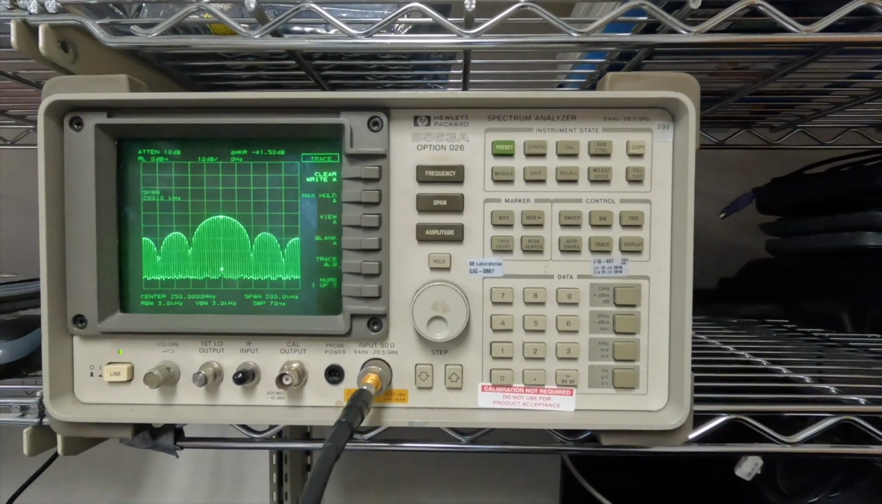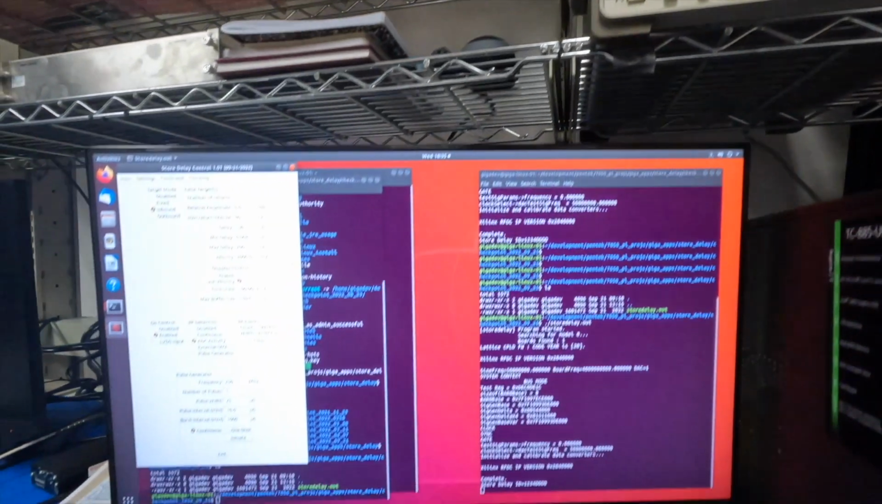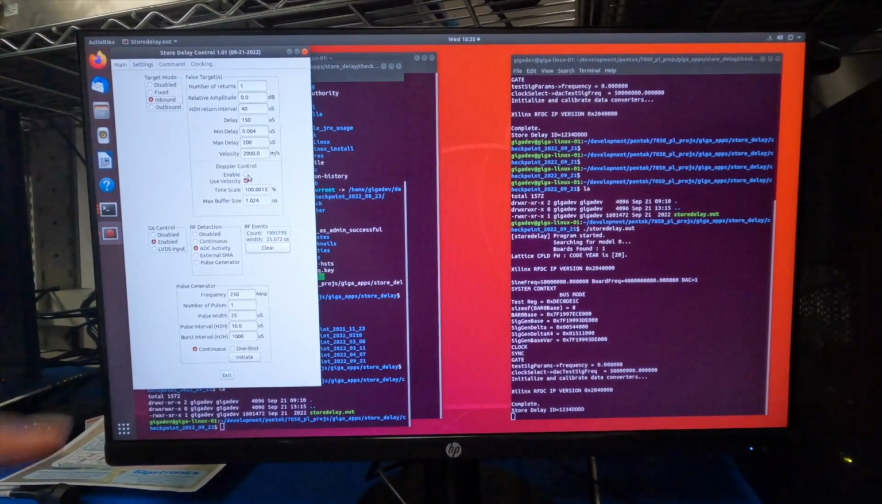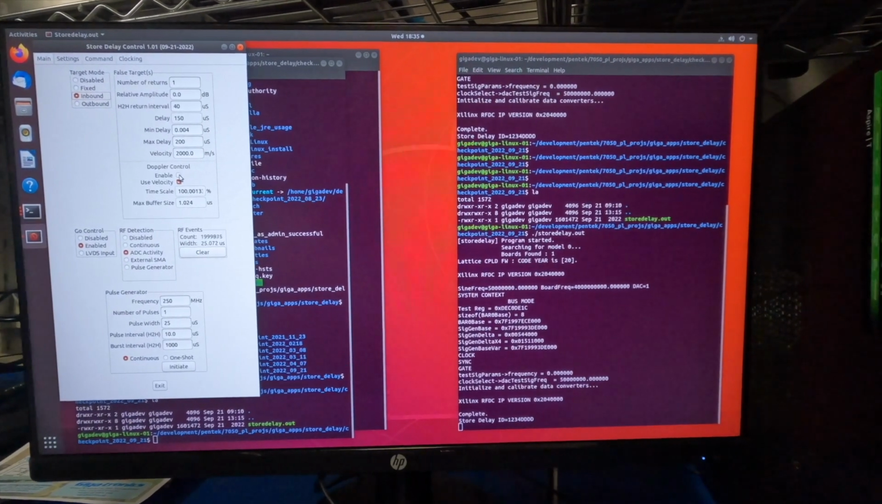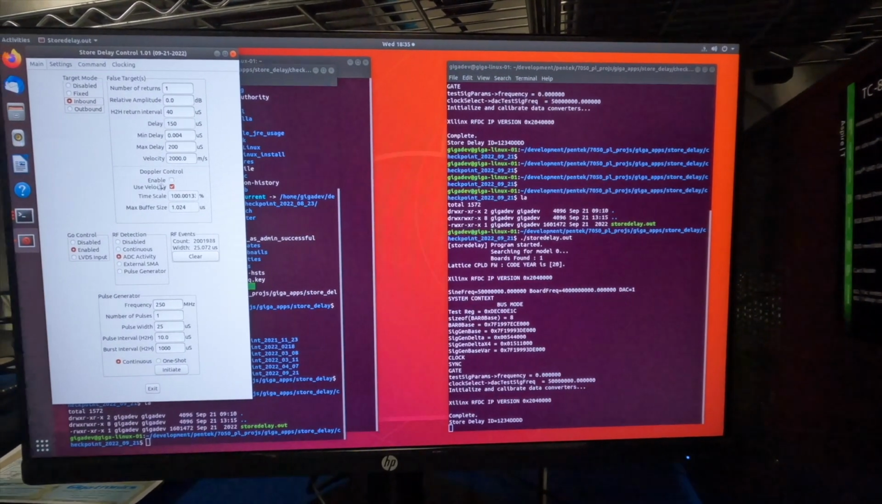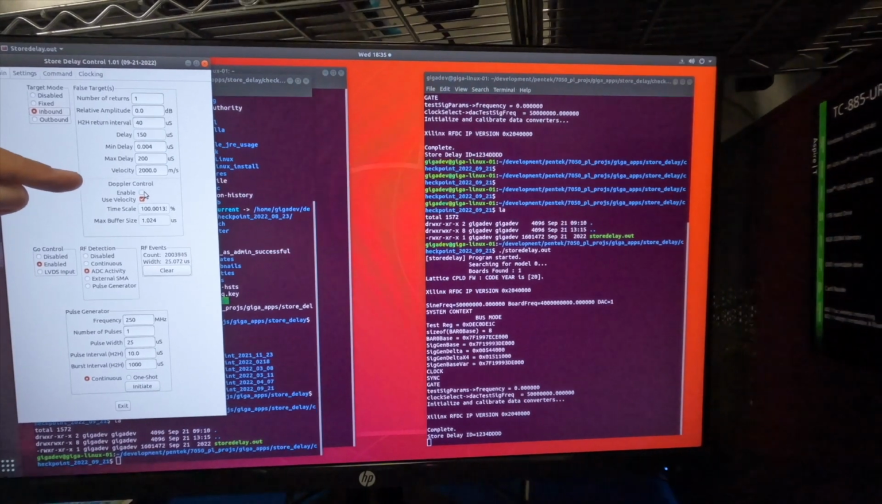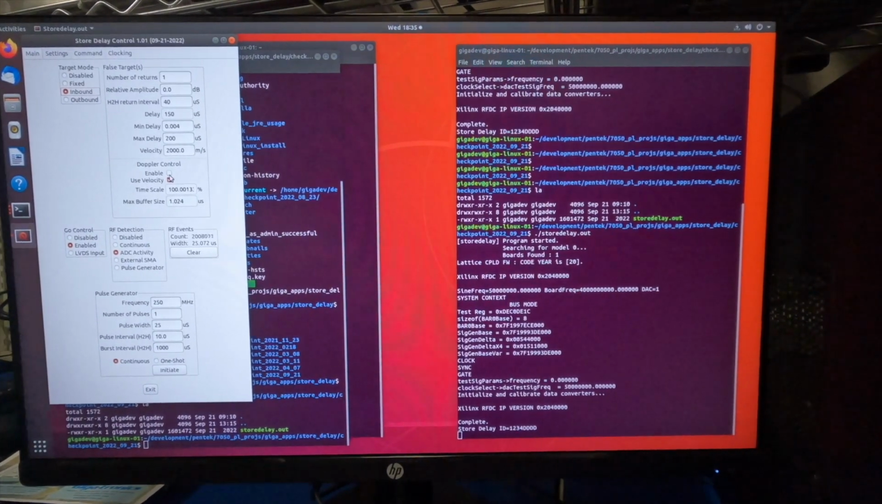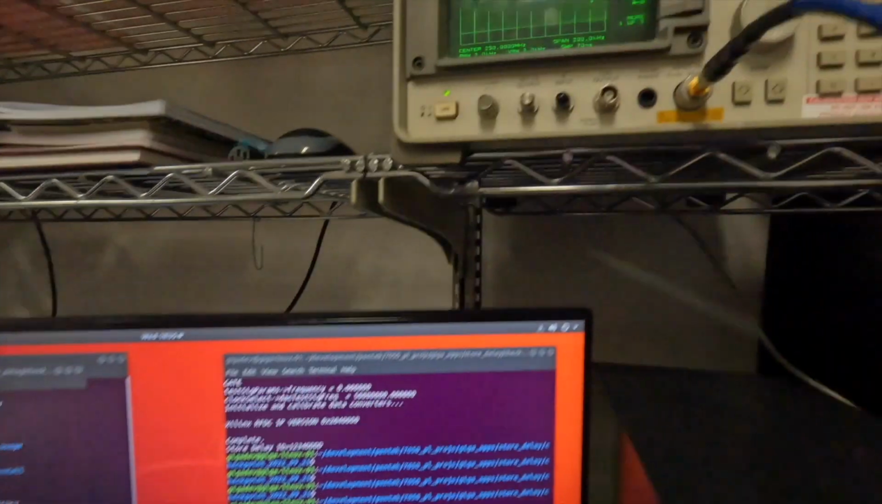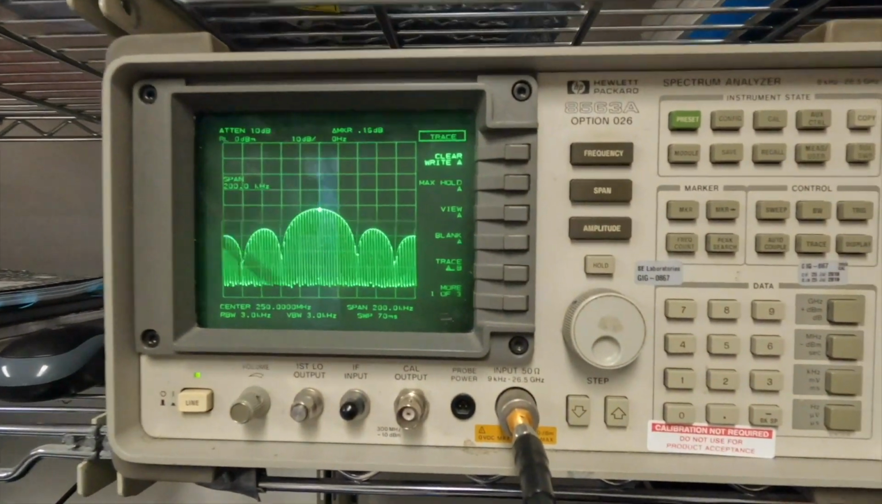And come to the control. We're going to enable Doppler with a very high velocity just so that you can see on the spectrum analyzer what a Doppler offset looks like. So right now we're going to not only enable the Doppler but use the velocity that's simulated in the range motion, and as we go to the spectrum analyzer you should see it shift.